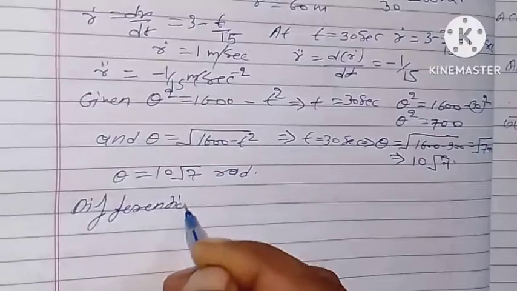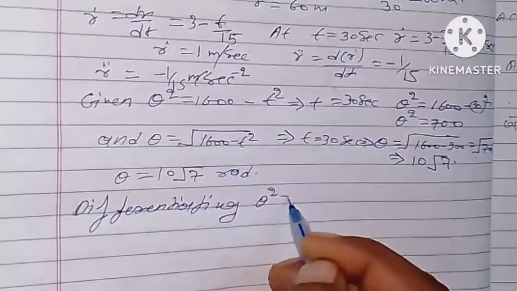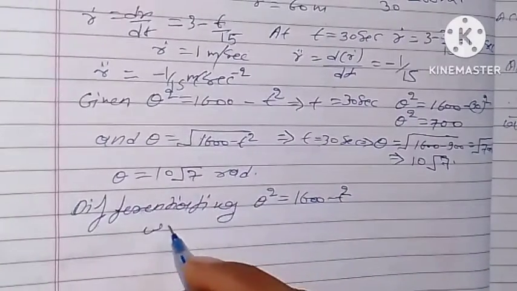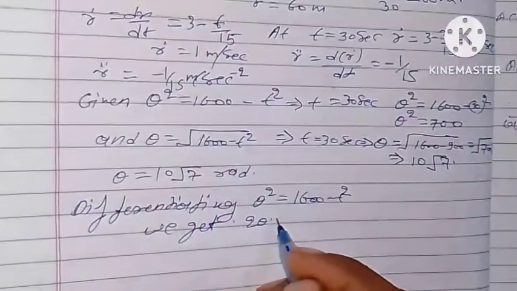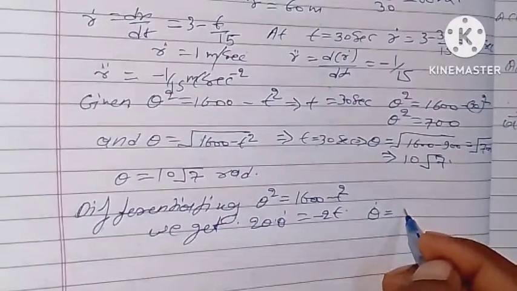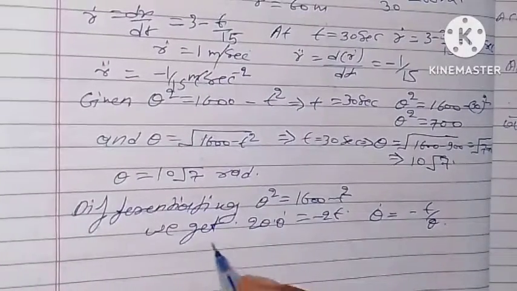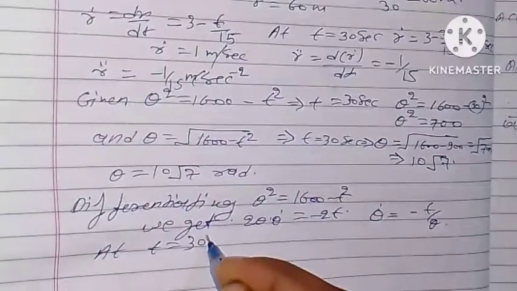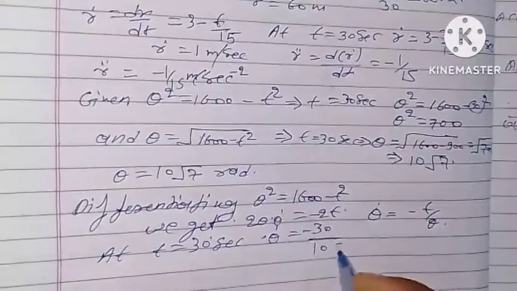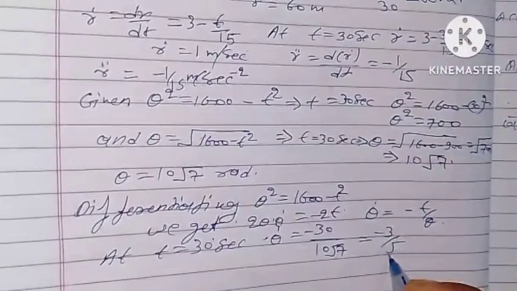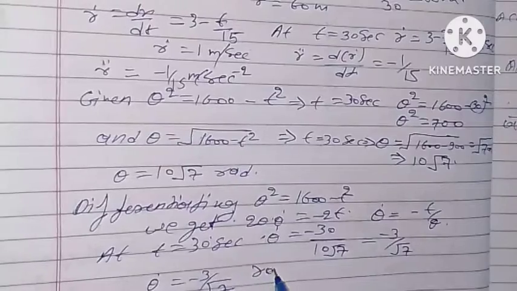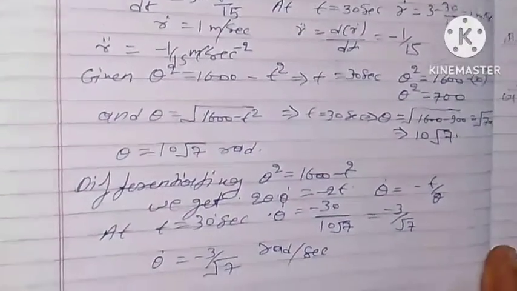Differentiating theta square equal to 1600 minus t square, we get 2 theta into theta dot equal to minus 2t, then theta dot equal to minus t upon theta, at t equal to 30 seconds. Theta dot equal to minus 30 upon 10 root 7, then the value is minus 3 upon root 7. Theta dot equal to minus 3 upon root 7 radian per second.